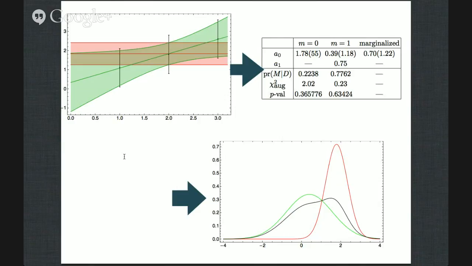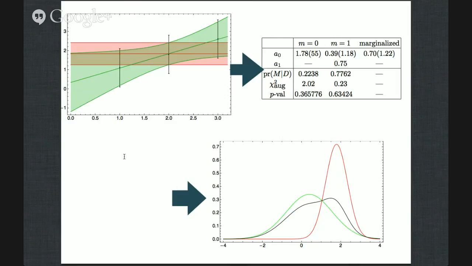And in this simple example, I can just do the integral in Mathematica to estimate the evidence for each of these. I don't need a Markov chain. So these are the evidence factors. I also include the chi-squared that you get and the p-values. Just for reference, you can see the p-values are not the same thing as the Bayesian evidence. They're correlated in the sense that a really bad fit will have both a low evidence factor and a very small p-value, but they're not quite the same thing.